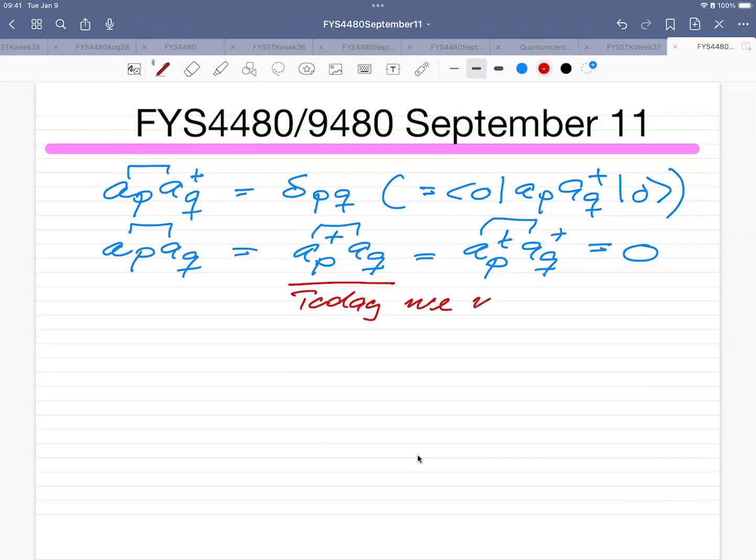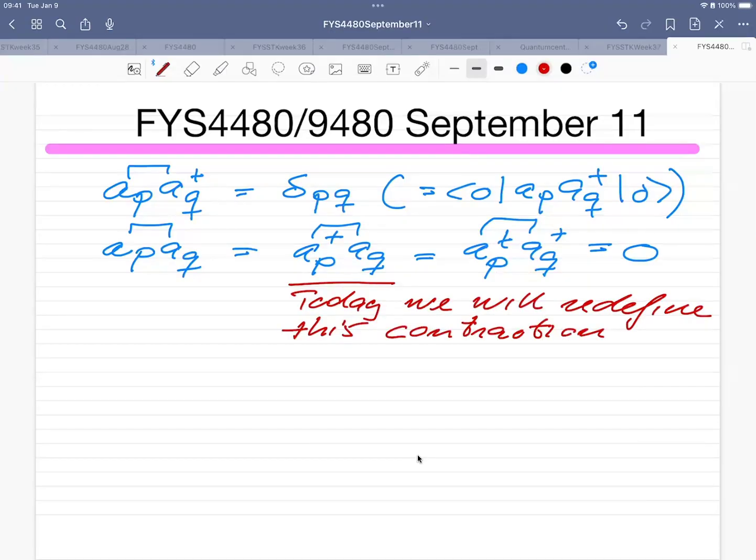We will redefine this contraction, and we are going to let it be non-zero for a specific case, because we are going to introduce a new vacuum reference state. Okay? And that is hopefully going to simplify the calculations.